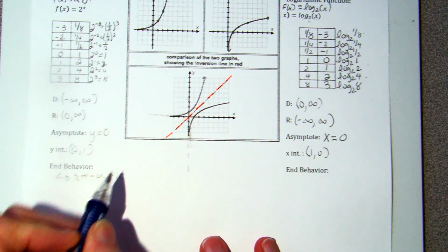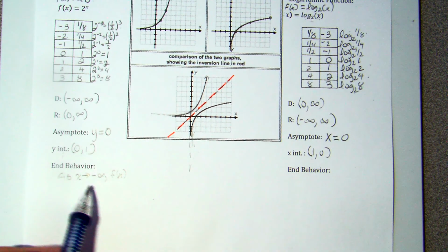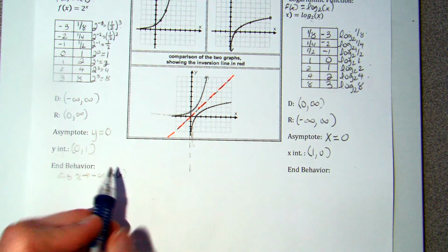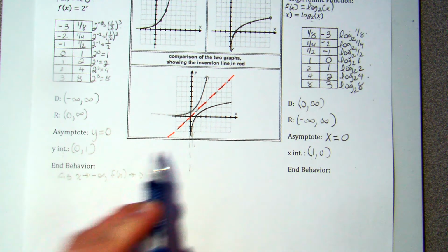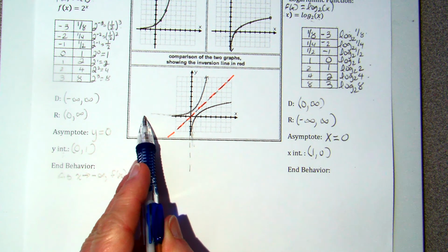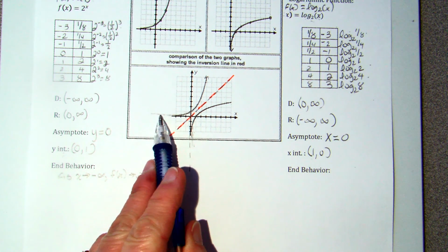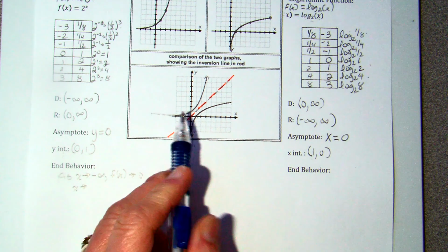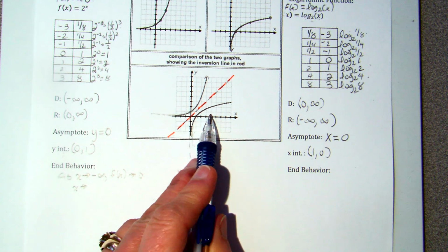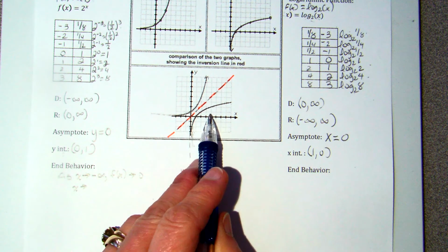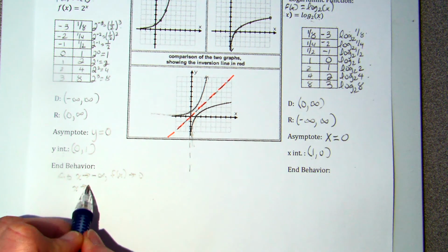As x approaches negative infinity, f of x approaches that asymptote. So f of x approaches 0. As x approaches negative infinity, your y value gets close to 0, but never gets there. So as x approaches negative infinity, f of x approaches 0. As x approaches positive infinity, the y value goes up forever. So as x approaches positive infinity, f of x approaches positive infinity.